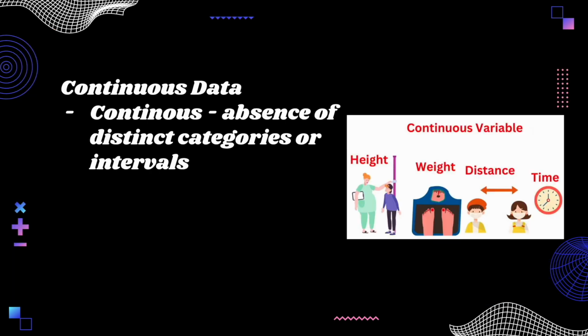A histogram is a graphical representation that displays the distribution of continuous data. If you don't know what continuous data means, the term continuous refers to the absence of distinct categories or intervals. Instead, the data can take on any value within a continuous range. Examples of continuous data include measurements such as height, weight, temperature, time, and distance.